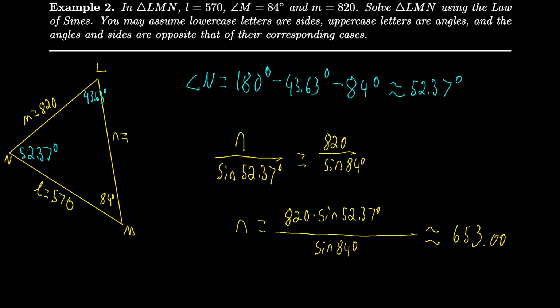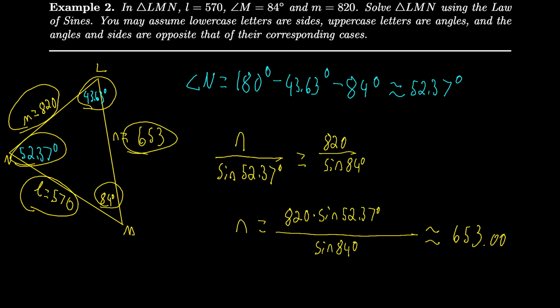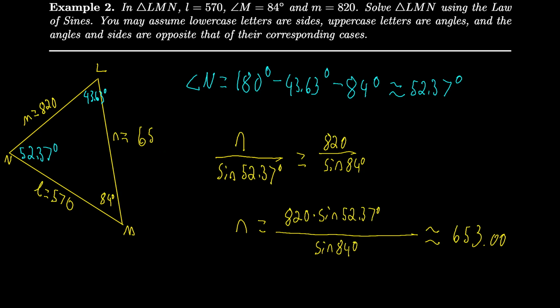653.00 if you want to show me that you rounded. 653. Okay? That's it. You've solved the triangle. You know all three sides. You know all three angles. You're done. The interior angles will add up to 180 like they're supposed to. And you can do your little check again. The smallest angle was 43, and the smallest side was 570. The largest angle was 84, and the largest side was 820, and then the middle ones correspond just fine. So maybe the math isn't dead right, but at least your answers make some semblance of sense.